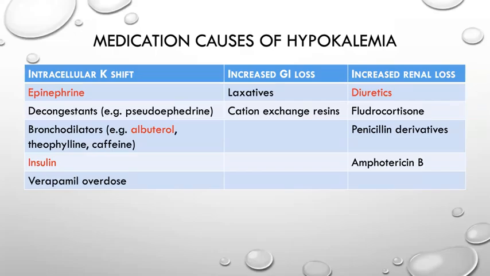This table lists the most common medications that lead to hypokalemia, broken down into their general mechanism, either intracellular potassium shift, increased GI loss, or increased renal loss. You're responsible for knowing the ones listed in red. The catecholamines like epinephrine and albuterol can be common causes of intracellular potassium shifts, as can insulin, as previously discussed. Laxatives and cation exchange resins are common causes of GI loss of potassium. Diuretics are very common causes of renal loss of potassium.